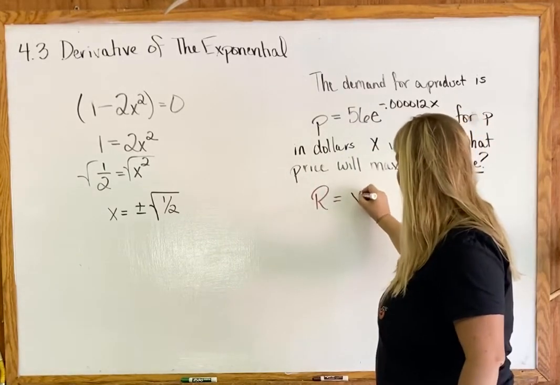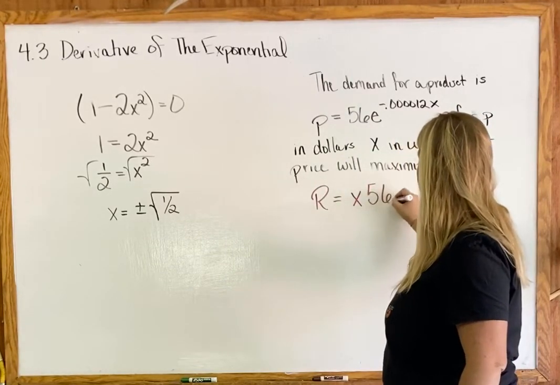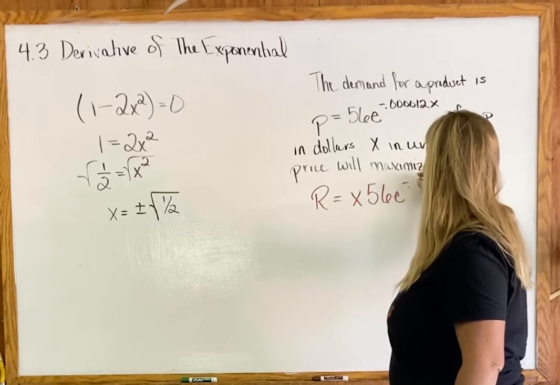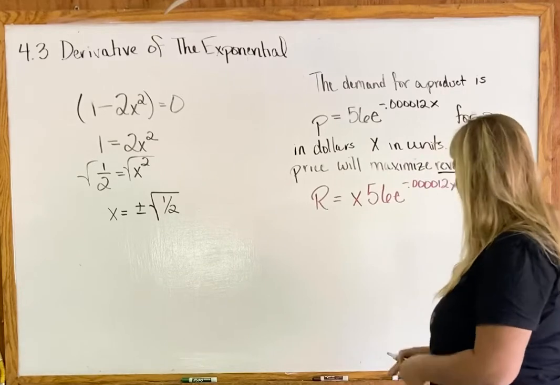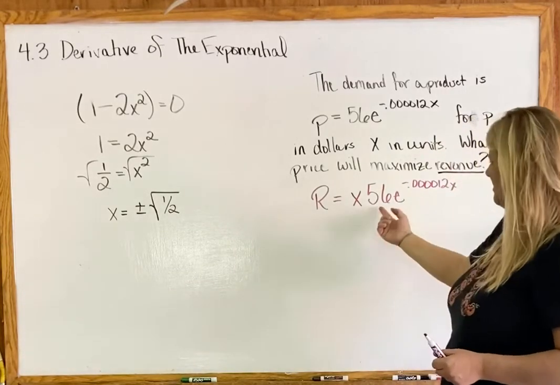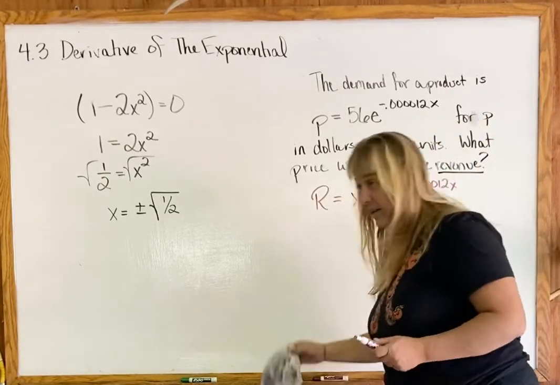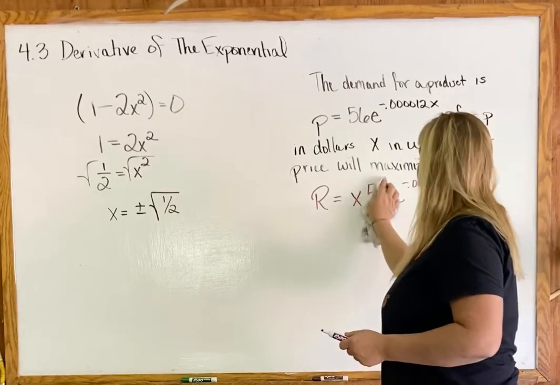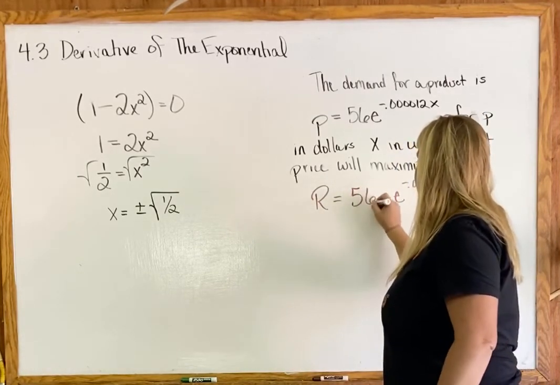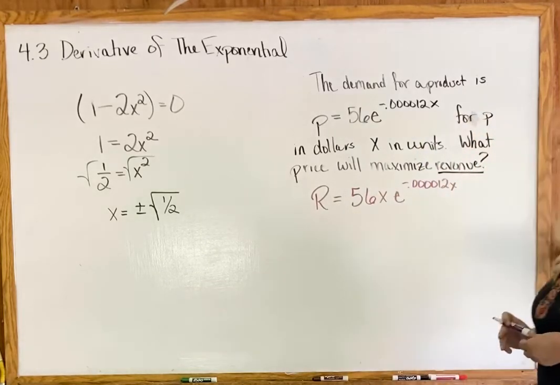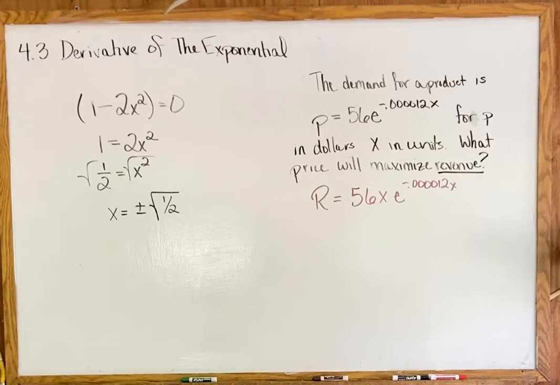So I'm going to go x times 56e to the negative 0.000012x. And actually, that's not the way we normally see this. And because I do have the whiteboard, I'm going to take a little shortcut here and just erase that and go 56x. So it looks a little bit more like what we're used to seeing. Okay. So now we have our revenue function.